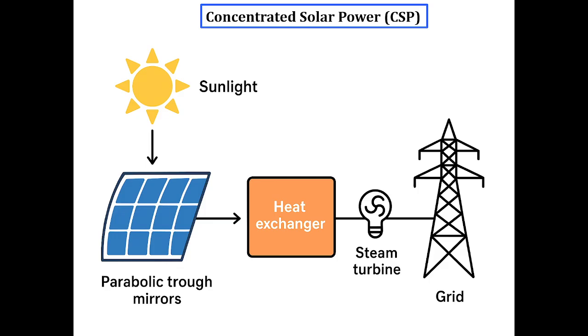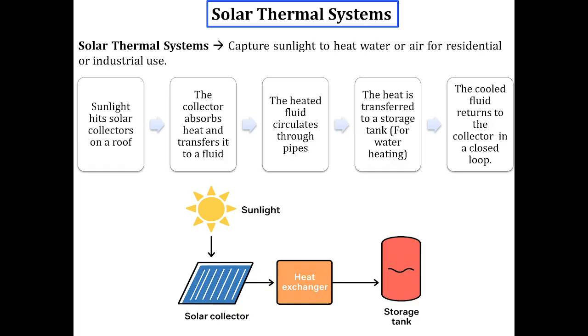Next slide. Solar thermal systems. Now we come to solar thermal systems. A solar thermal system captures sunlight and uses it to heat water or air for residential or industrial applications. Let us follow the process.